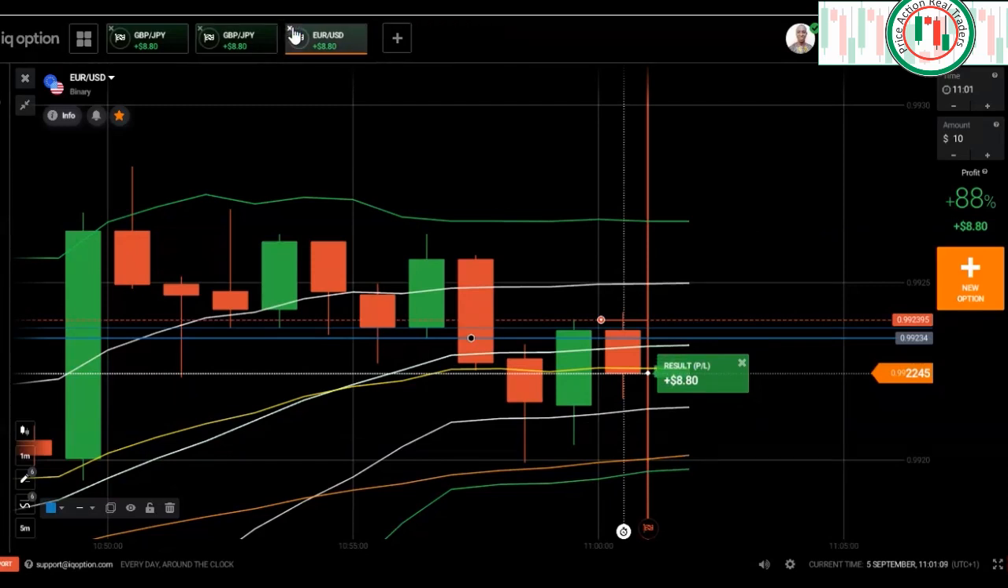As I have told you, you don't care about support and resistance, you don't care about trend lines, just try to identify your zone. As soon as you identify your zone, you see rejection, the market must reverse.